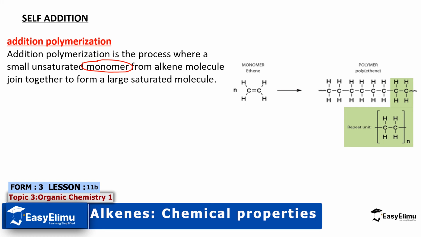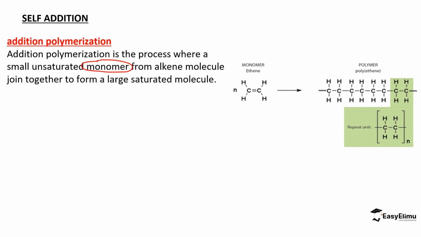So we have monomers. Monomers are actually the alkenes we are combining, and then we form large molecules we call polymers. So you can see from the word monomer, we just add a poly to show many. So it's many alkenes that have been put together. Only alkenes undergo addition polymerization, as we are going to repeat later on.